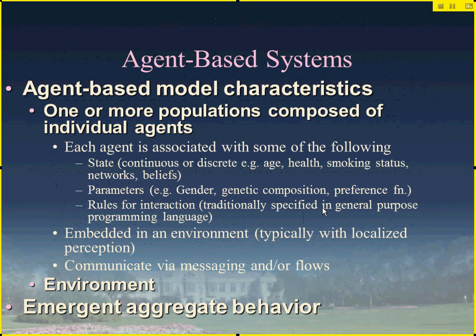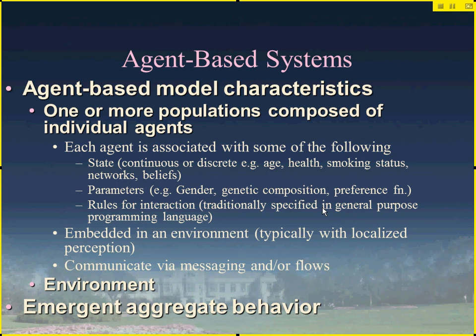Okay, so let's talk about the characteristics that distinguish agent-based models. Perhaps the most central, fundamental, and defining characteristic is that they represent populations composed of individual agents. These actors are represented explicitly, and they're represented as objects. We group all the information about one person and their behavior together in one place that we can go address. Each agent is associated with some state.